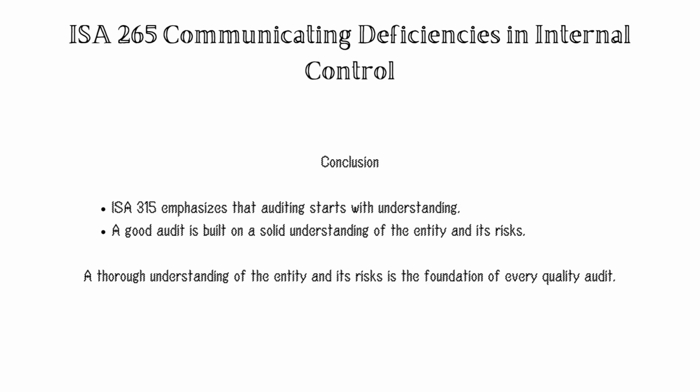To sum up, ISA 315 emphasizes that auditing starts with understanding. By studying the client's business, its environment, and internal controls, the auditor can spot where material misstatements are most likely to occur and design appropriate responses. So remember this key point: a good audit is built on a solid understanding of the entity and its risk.